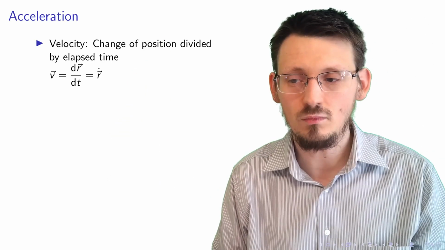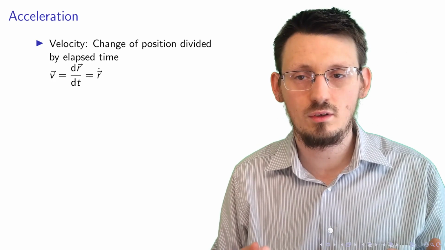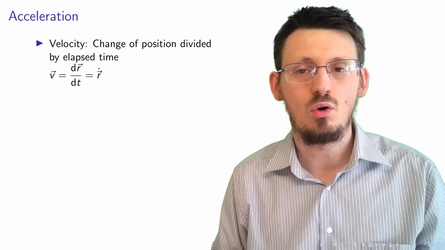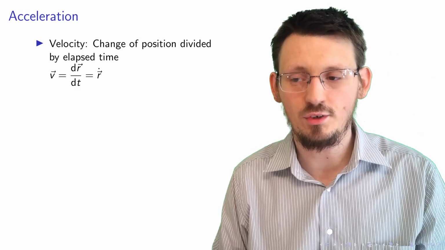If the speed is constant, we can just write v equals delta s over delta t. If the velocity is not constant and additionally a three-dimensional vector, then we have to calculate the derivative as shown here. v equals d vector r over dt, or shortly r dot.